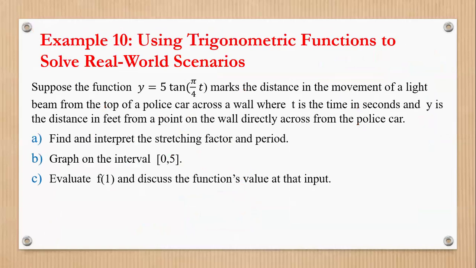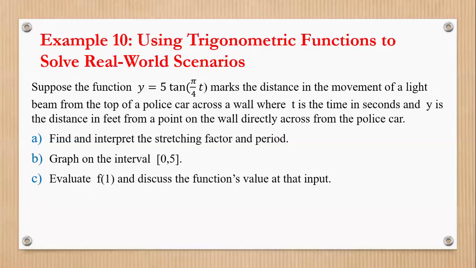And the last question of this section is using trigonometric functions to solve real world scenarios. For example, it says suppose the function y equals 5 tangent of pi over 4 t marks the distance in the movement of a light beam from the top of a police car across a wall, where t is the time in seconds and y is the distance in feet from a point on the wall directly across from the police car.